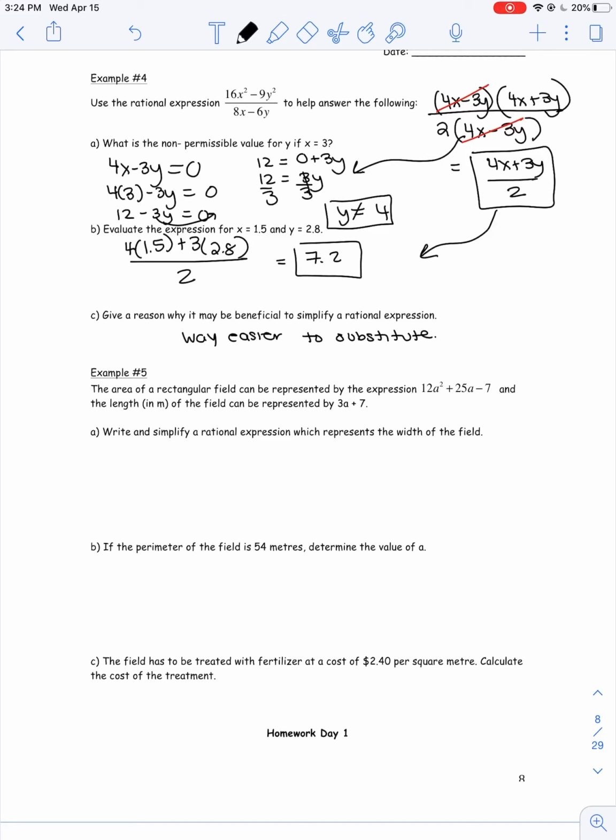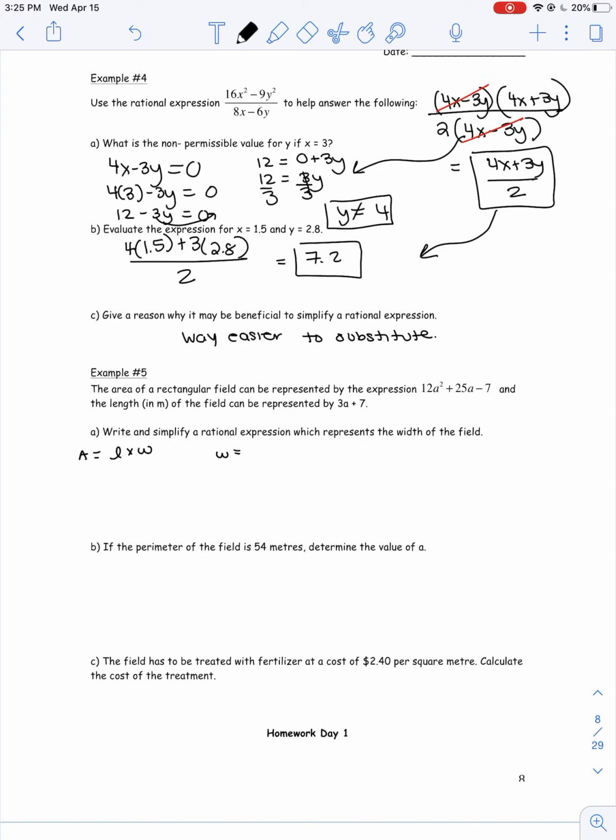Example number 5. The area of a rectangular field can be represented by the expression 12a squared plus 25a minus 7, and the length in meters of the field can be represented by 3a plus 7. So what we want to do is write an expression for the width of the field. Well, we know that area is always equal to length times width.